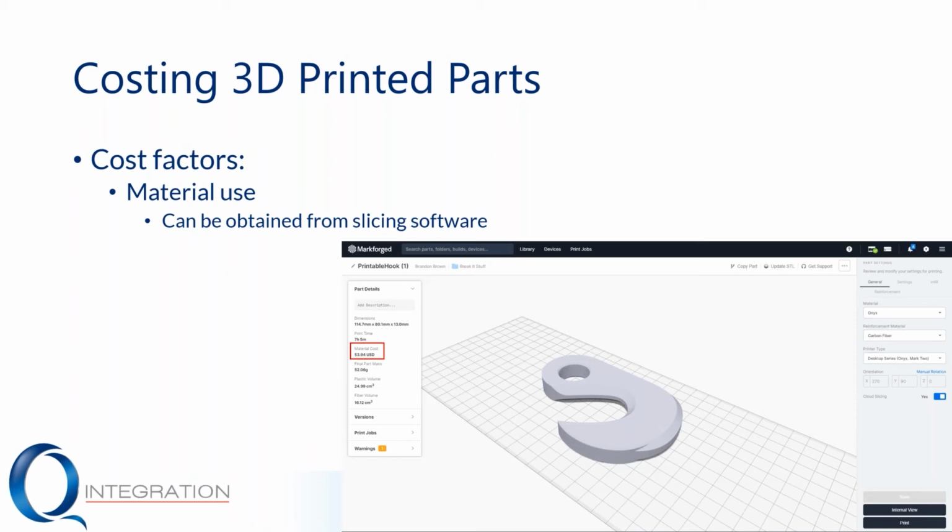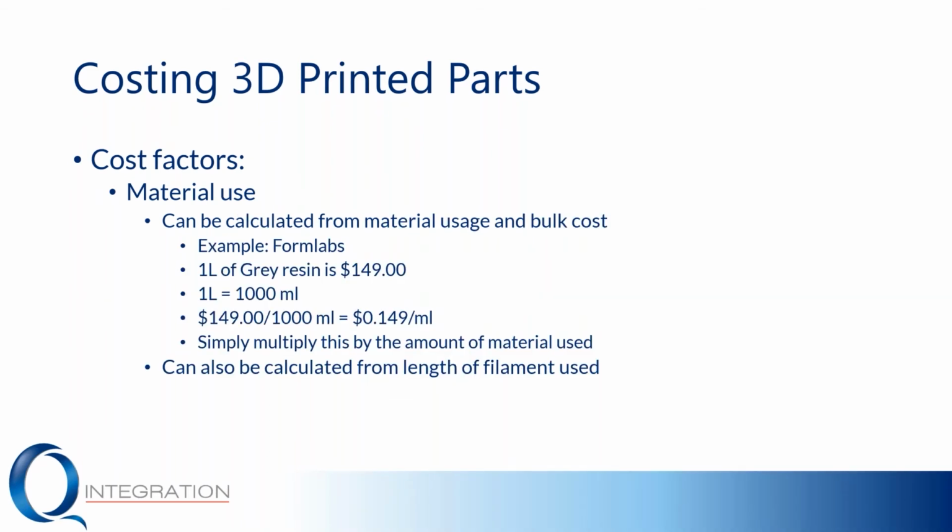This can be obtained through slicing software most of the time. This is a great example of our Eiger software right here. It will actually tell you the material cost right off the bat for your part. But a lot of slicing software will simply give you the material volume used. This can be calculated from material usage and bulk cost.